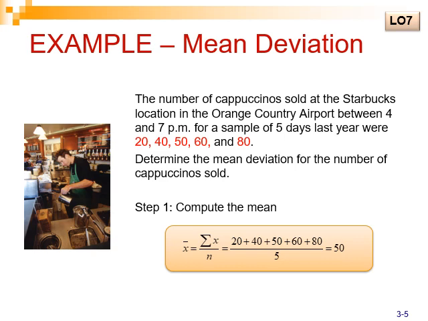First, we should get the value for x bar, which is the arithmetic mean, equal to the summation of all items sold over the total number of items, which is 5 items. So add them all up, 20 plus 40 plus 50 plus 60 plus 80, and divide by 5, equal to 50, which is the arithmetic mean.